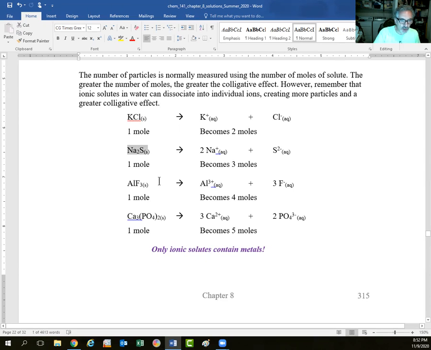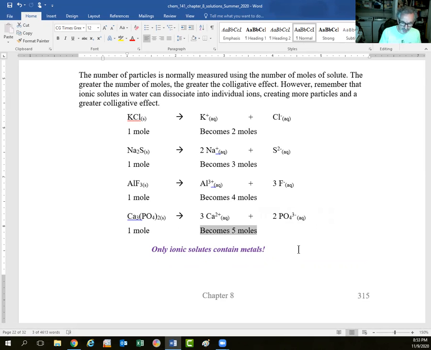Sodium sulfide, as we saw earlier, 2 moles of sodium and 1 mole of sulfide. 1 becomes 3 moles of ions when added to water. Aluminium fluoride with aluminium and 3 moles of fluoride ions. That gives us 4 moles of ions. And calcium phosphate breaks up into calcium ions and phosphate ions. So every 1 mole becomes 5 moles of ions. This is what we sometimes refer to as an I factor in the freezing point depression and boiling point elevation.